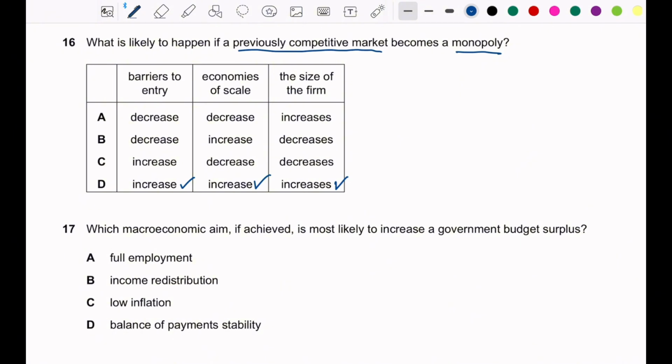Second, economies of scale increase. This means the cost savings when a firm increases its output. Because a monopoly can produce on a large scale, it has a lower average cost of production. So economies of scale increase. And definitely the size of the firm increases because the monopoly gets the entire market share.